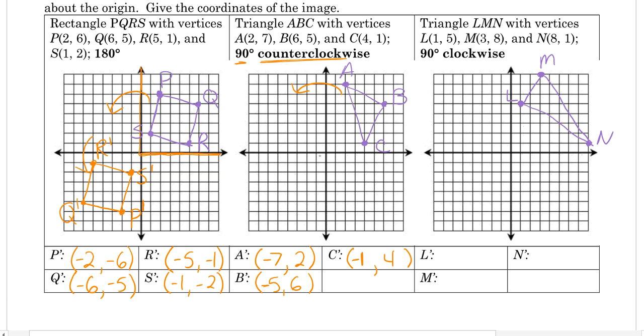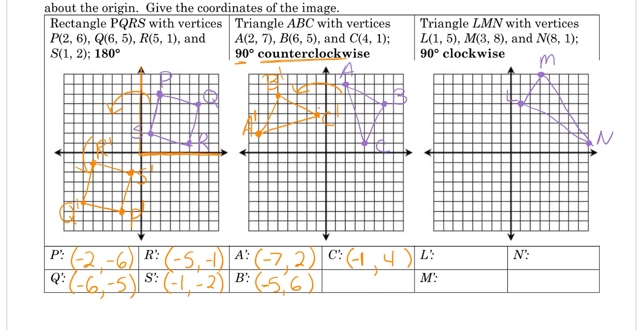So if we go to negative 7, 1, 2, 3, 4, 5, 6, 7, up 2, and again, be sure that you're labeling with your tick marks to represent that it is the image. 4, 5, 6. And negative 1, 1, 2, 3, 4. And that is C, image of C. And so we can see that we have our rotated image in quadrant 2.